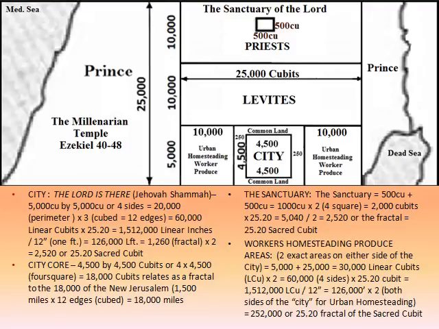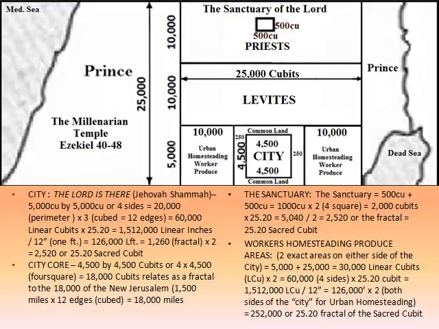The sanctuary of the Lord, in the area of the priests, is 500 cubits plus 500 cubits. It is equal to 1,000 cubits times 2, since it also is 4 square, is equal to 2,000 cubits times the 25.20 sacred cubit would equal 5,040, divided by 2 is equal to 2,520, or the fractal.